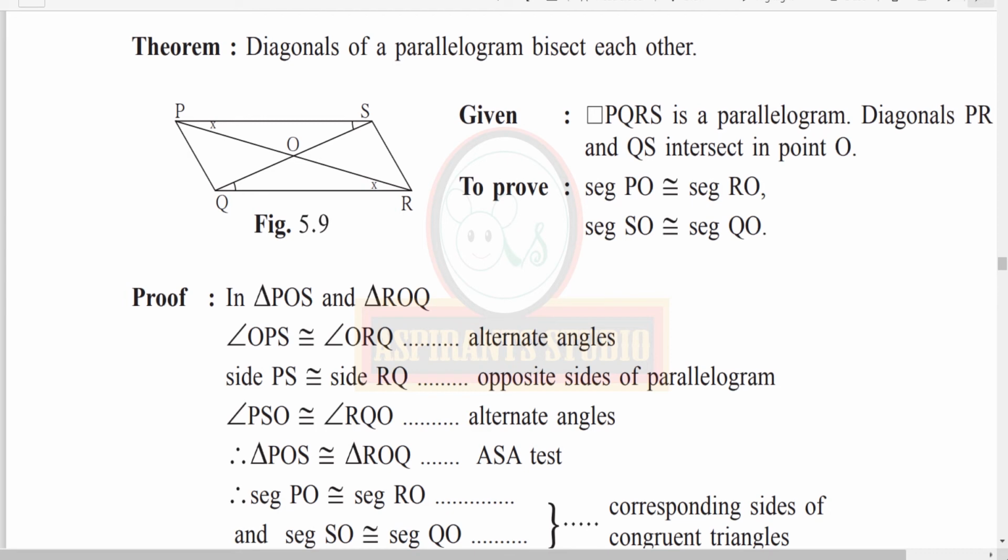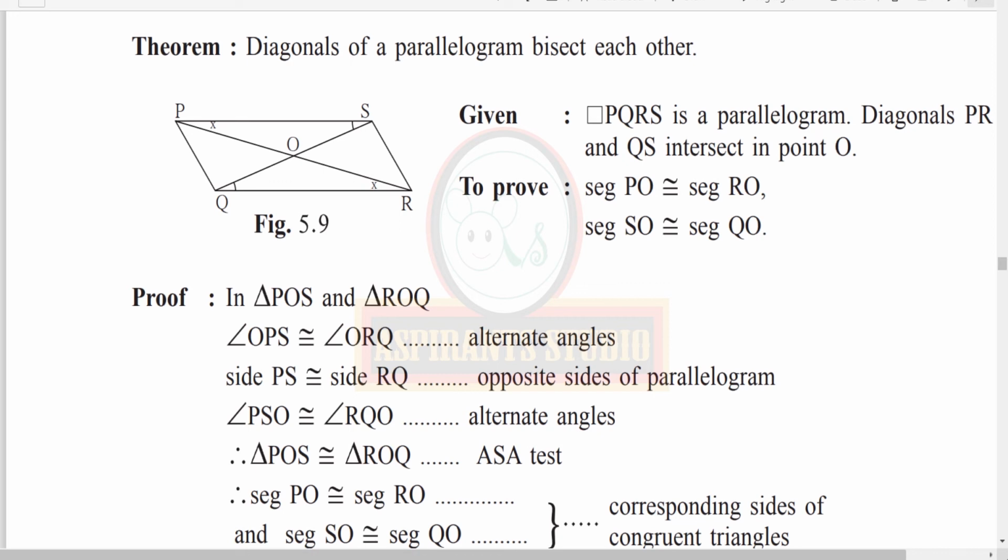So we have to prove segment PO is congruent to segment RO and segment SO is congruent to segment QO. That is to prove here, the diagonals are PR and QS. Now coming to the proof.